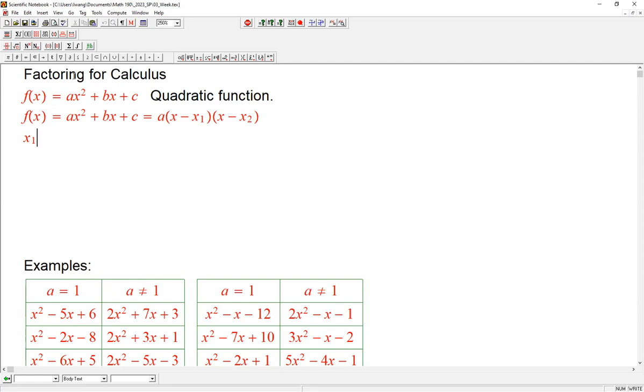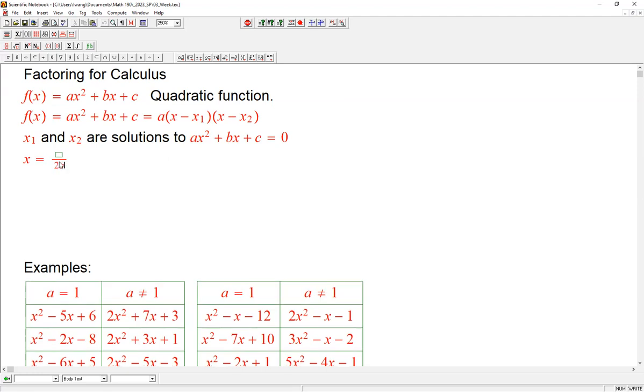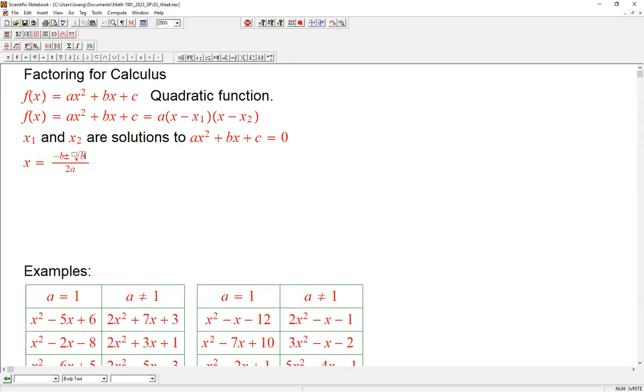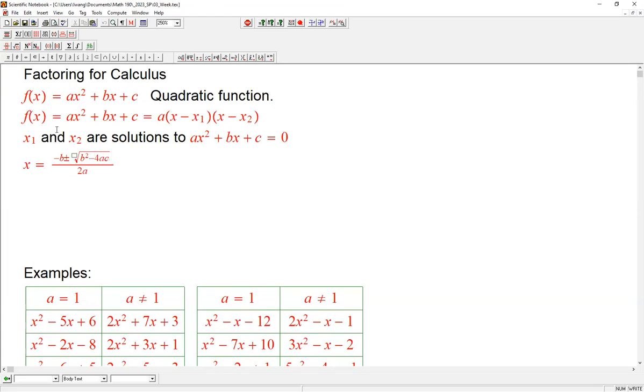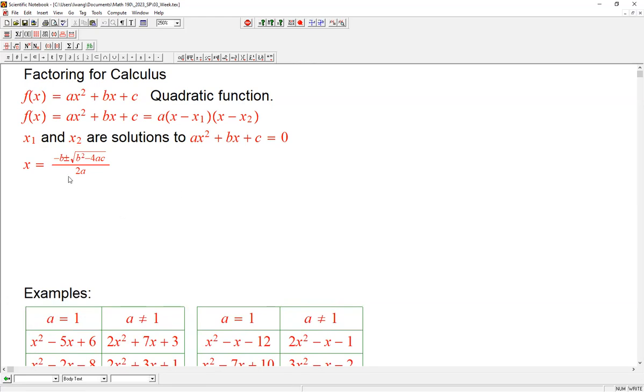x sub 1 and x sub 2 are solutions to the quadratic equation equals 0. Okay, so in other words, if we set it equal to 0, then we use the quadratic formula. So x1, x2 can be found by using the quadratic formula, which is going to be 2a in the denominator, negative b plus minus the square root of b squared minus 4ac. Okay, so that is the entire factoring scheme that you can always use.